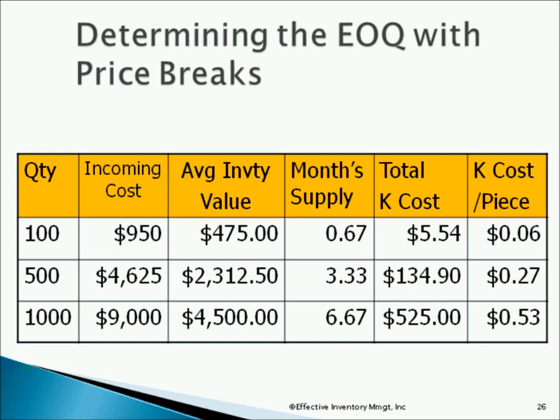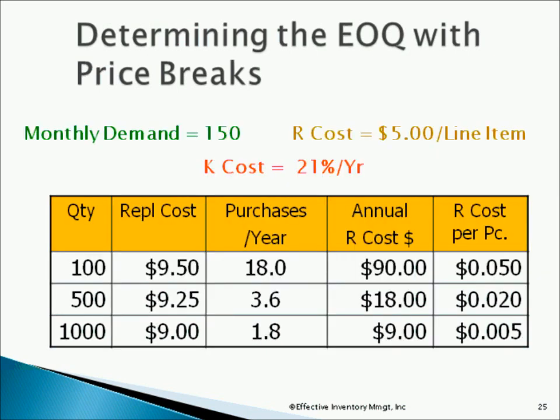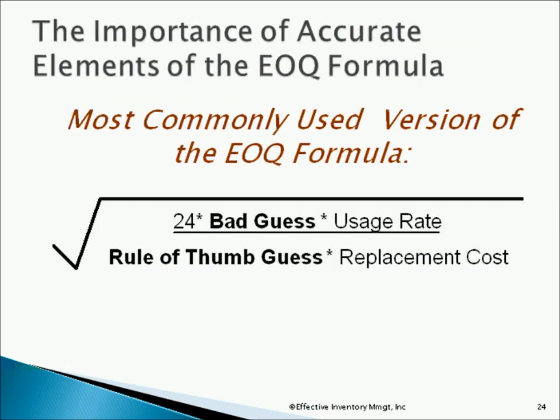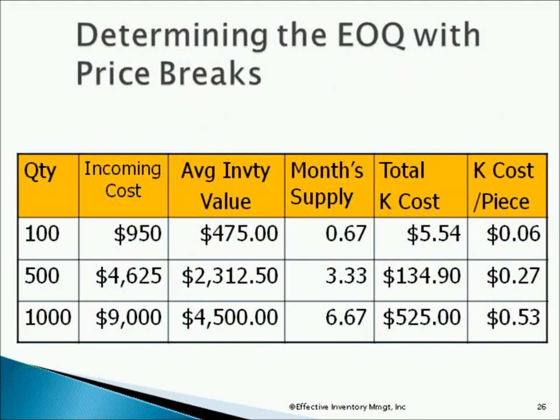If you remember from the previous slide, 100 pieces will cost $9.50 each. So I am going to have to write a check for $950. If I buy 500 pieces, okay, I'm getting them at $9.25, I'm going to have to write a check for $4,625. 1,000 pieces, I'm going to have to write a check for $9,000.